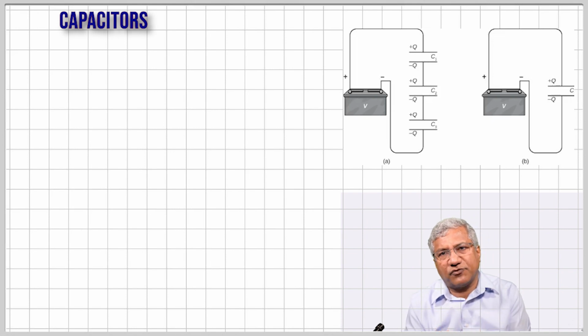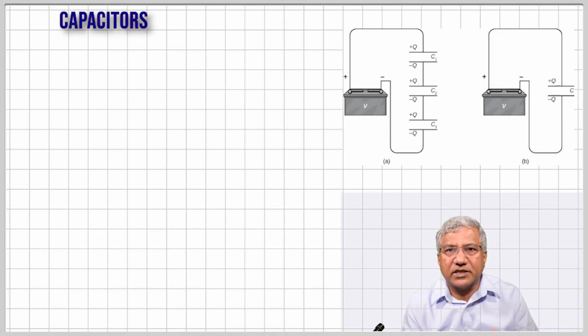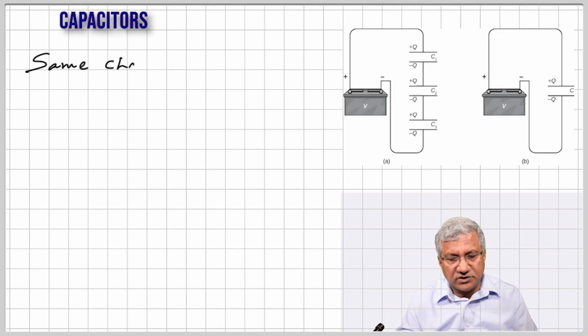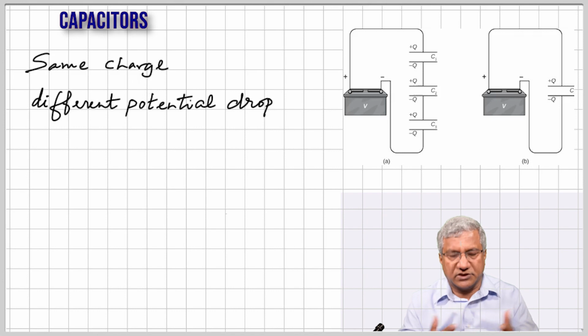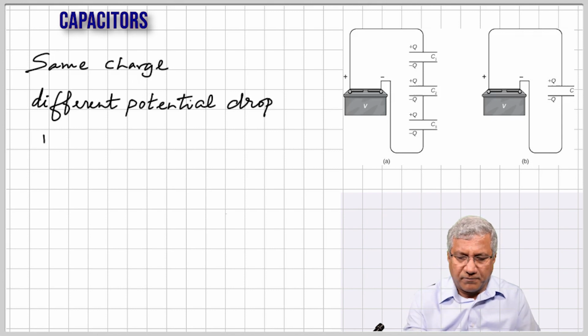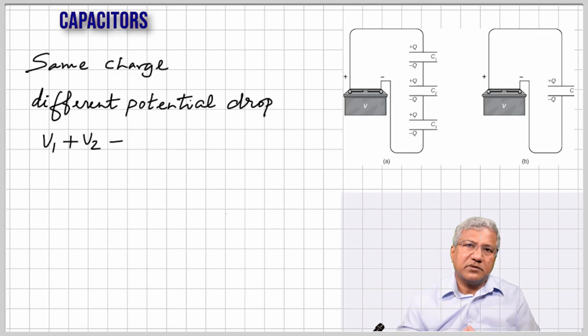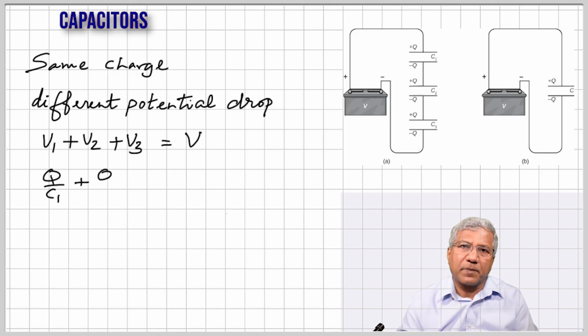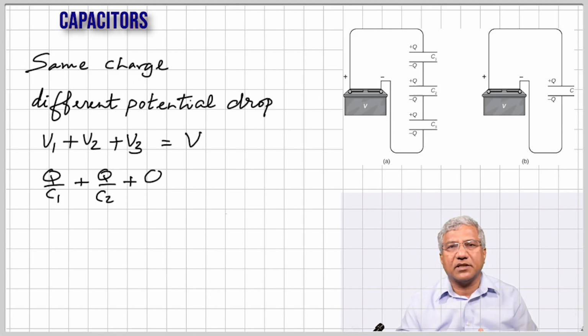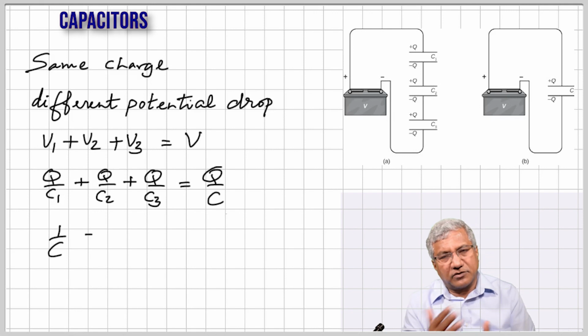Therefore, now we are trying to find the formula for equivalent capacitance. What do we need to do? Okay, like I said, what's important is to remember that the charges are equal, but the voltages are different. Voltage means potential drop, potential difference. So that's important. And then V1 plus V2 plus V3 should give you the source voltage. But what is V1? It's Q by C1. Similarly, V2 is Q by C2. Okay? And then on the right side, Q by C.